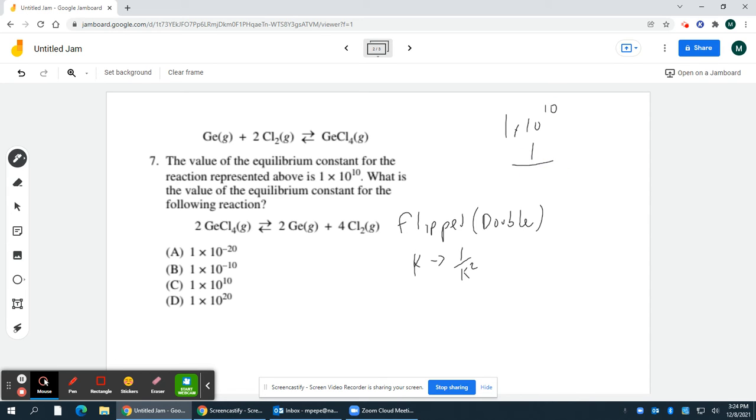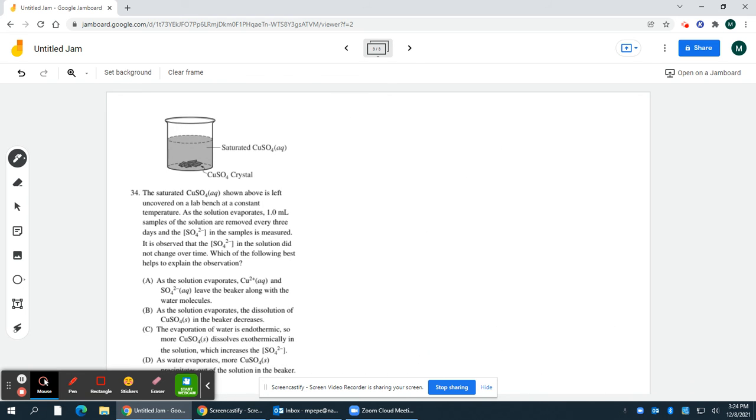Okay, so 1 times 10 to the 10th becomes 1 over, all right, and we're doing 1 times 10 to the 10th times 1 times 10 to the 10th. Add the exponents, you get 1 over 1 times 10 to the 20th, which is the same as 1 times 10 to the negative 20th. This is the last one.